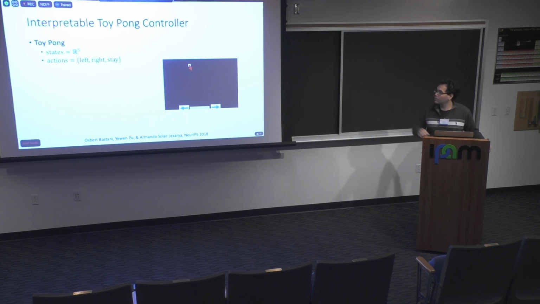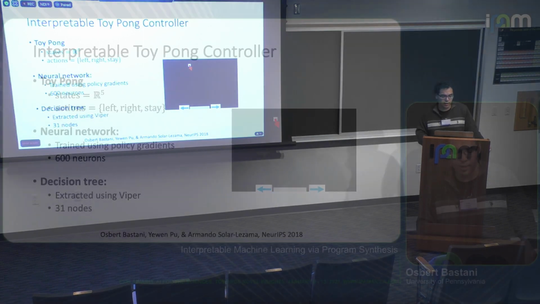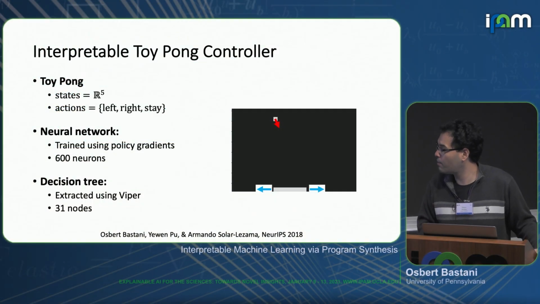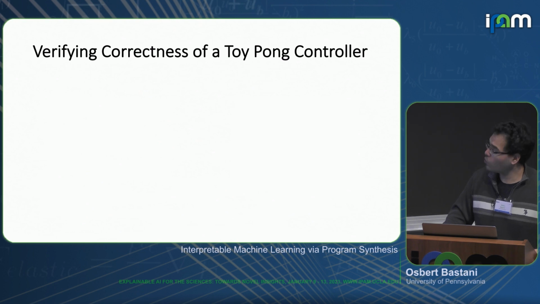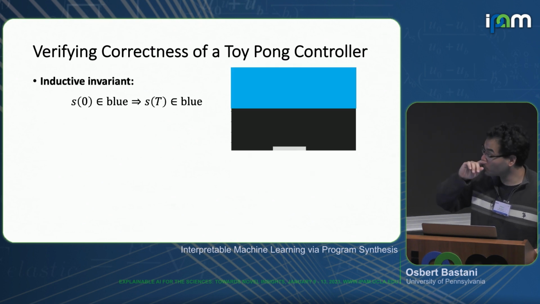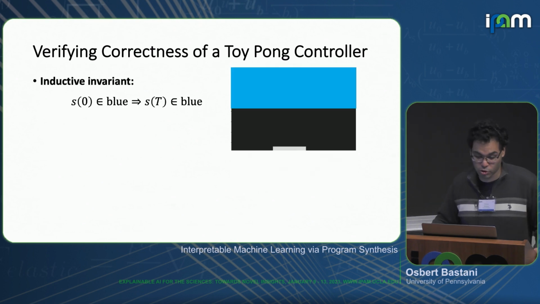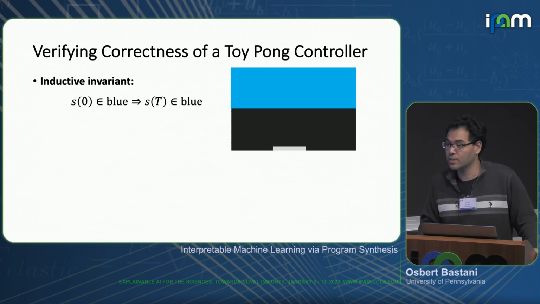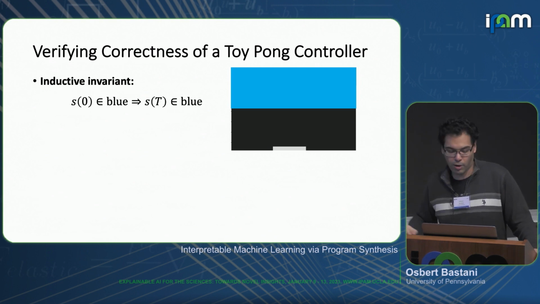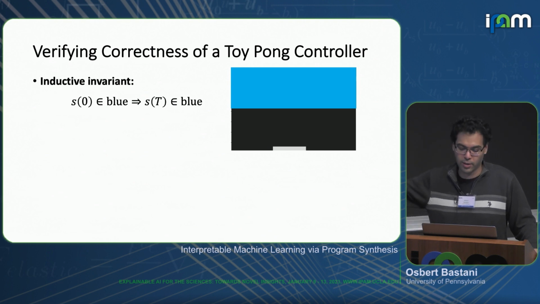In this setting, we looked at a toy game of Pong, and we trained a neural network to solve that task using deep reinforcement learning. And we extracted a fairly compact decision tree using our Viper algorithm. One nice thing is we could actually prove that this decision tree controller was correct, so that it never really lost this game. It could keep the ball in the arena forever.